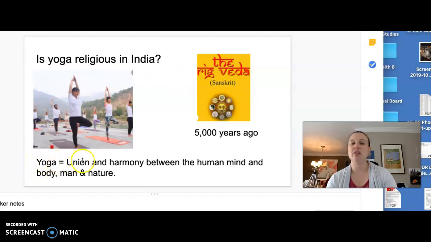The word yoga means union, and often in English we translate that to be harmony between our human mind and our body, or between me and the universe, or people and nature. It's trying to make a connection so that you're not just your body and your thoughts, you're part of a community, you're part of God. So there is a part of yoga that people say is spiritual. But yoga is not a religion. There's not a church of yoga, there's not a religion of yoga, but some religions do use yoga.